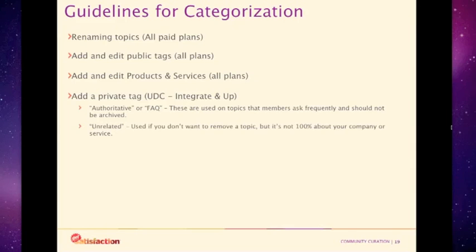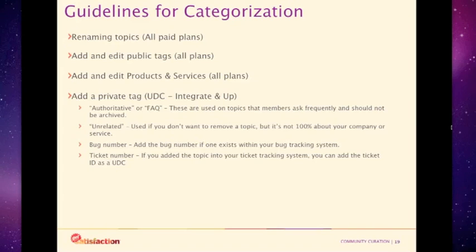Unrelated, use if you don't want to remove a topic, but it's not 100% about your company or service. A bug number, add the bug tracking number if one exists with your bug tracking system. That way you can search for that later when you want to update that particular problem topic with the information that's available in your bug tracking system. A ticket number, if you added the topic into your ticket tracking system, you can add that ticket ID as a UDC or a public tag.